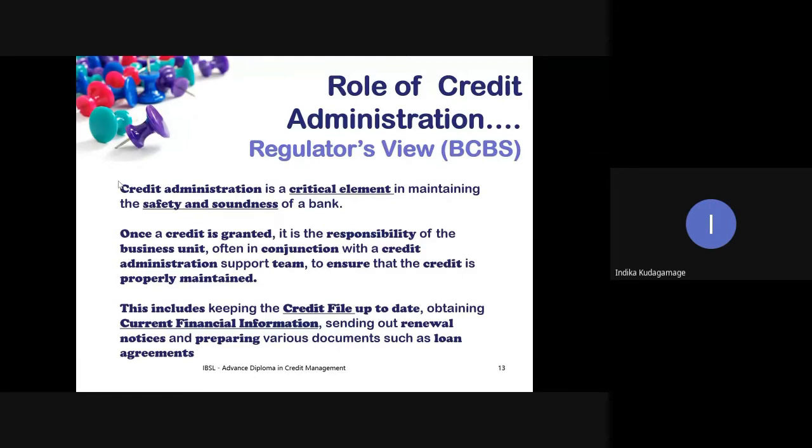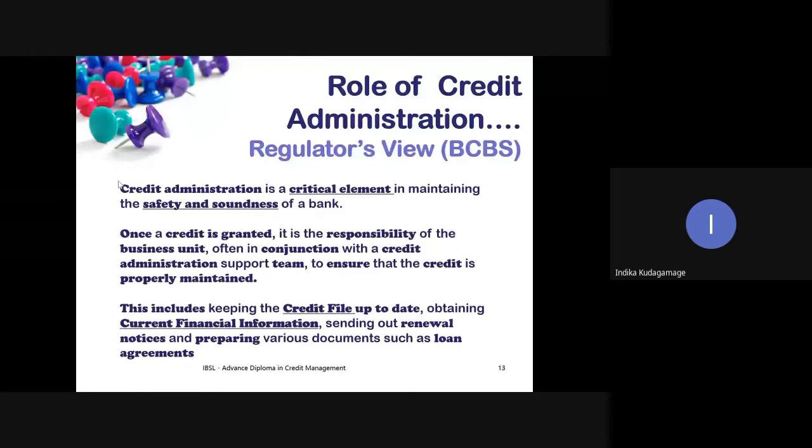But maintaining a loan is not only a responsibility of credit admin, right? Business line and credit admin teams both together should maintain a loan, because business line is the front end of a bank. So they deal with the customer. So visits and knowing the customer is the key function of business line. So always you need to have a discussion between credit admin and the business line. They are jointly responsible until the last rupee is collected from the customer, everything should be managed.